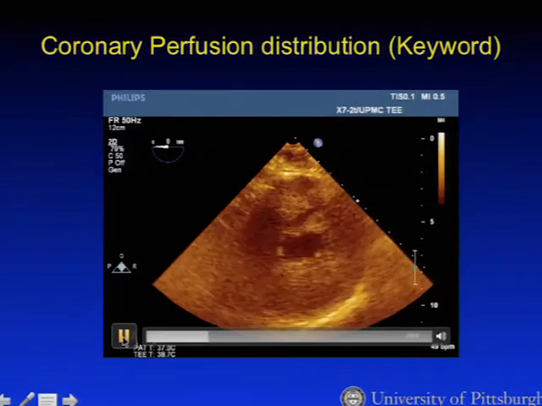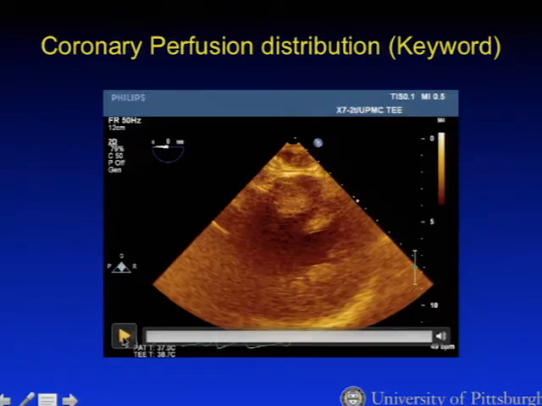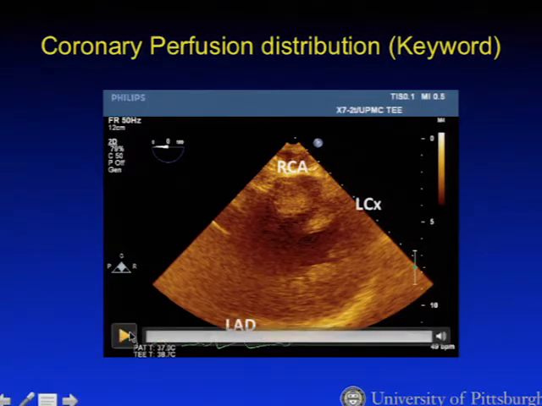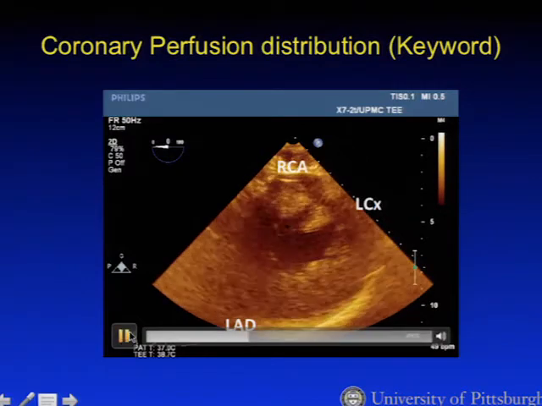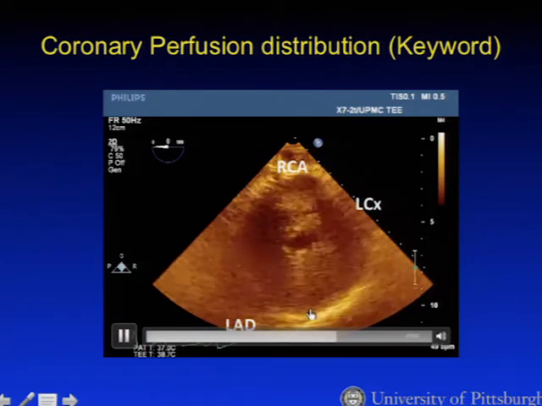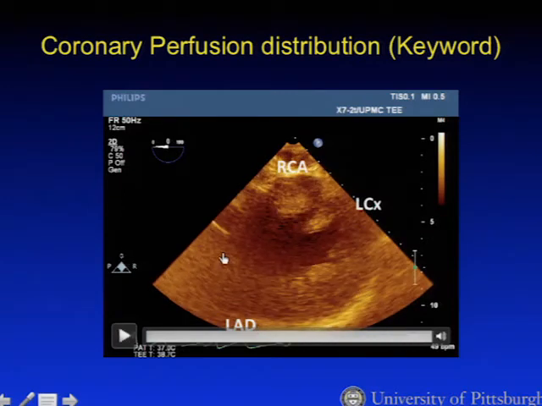Another favorite of the American board is the concept of TEE views and corresponding coronary artery territories. So here we have a transgastric short axis view showing the inferior wall perfused by the right coronary artery, the inferolateral and lateral walls perfused by the circumflex artery, and the LAD really irrigates this whole anterior half of the septum all the way over to the anterolateral wall.